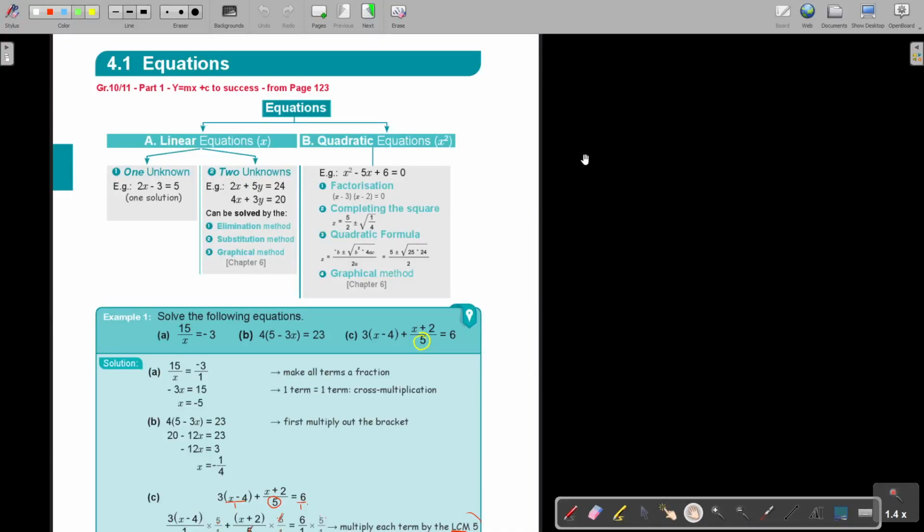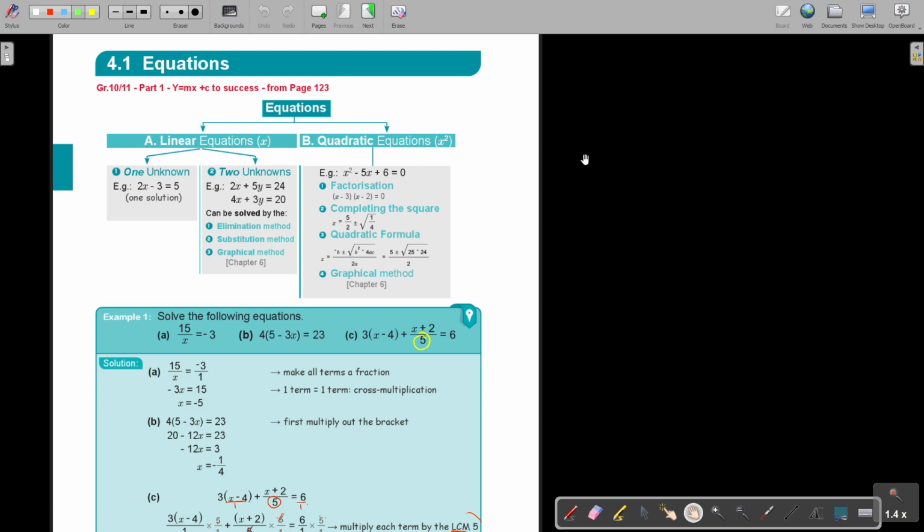Algebra, Equations, Exam Preparation Questions Part 4. You will find equations in the mathematics textbook, y equals mx plus c, Part 1, grades 10 and 11, from page 123.